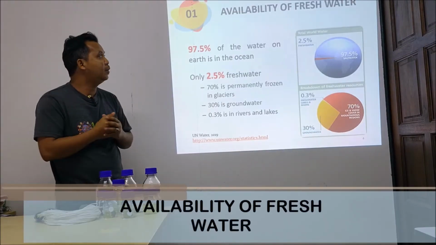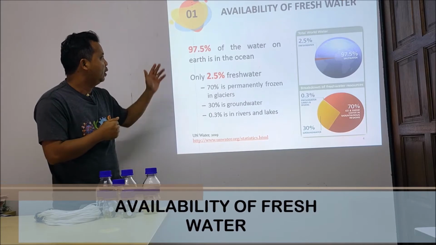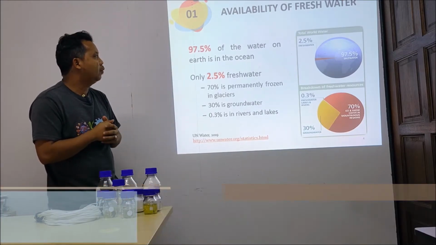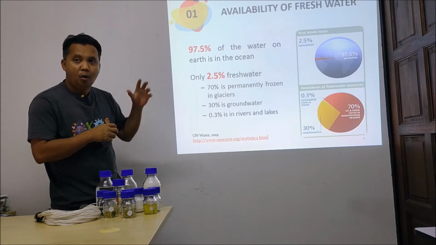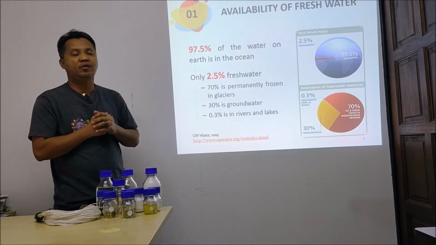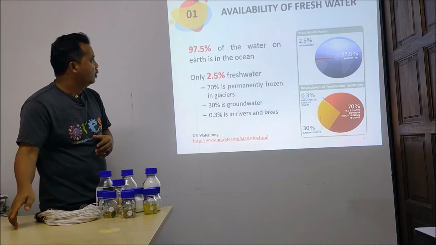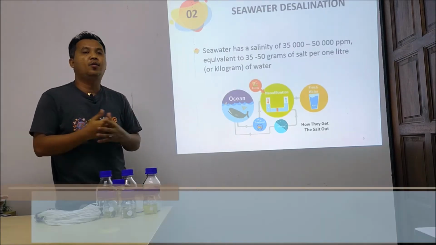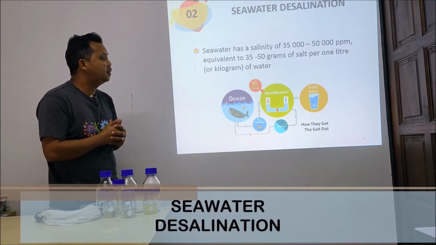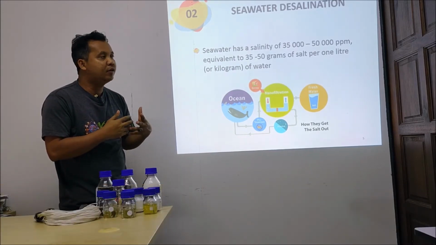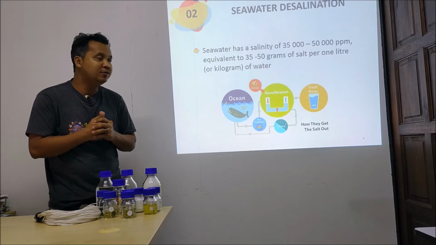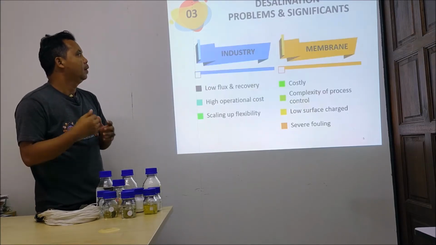Let me share with you about the availability of fresh water. 97.5% of water on our earth is in the ocean. Only 2.5% is fresh water. What is seawater? Seawater is a water source with a salinity from 35,000 up to 50,000 ppm of salt.